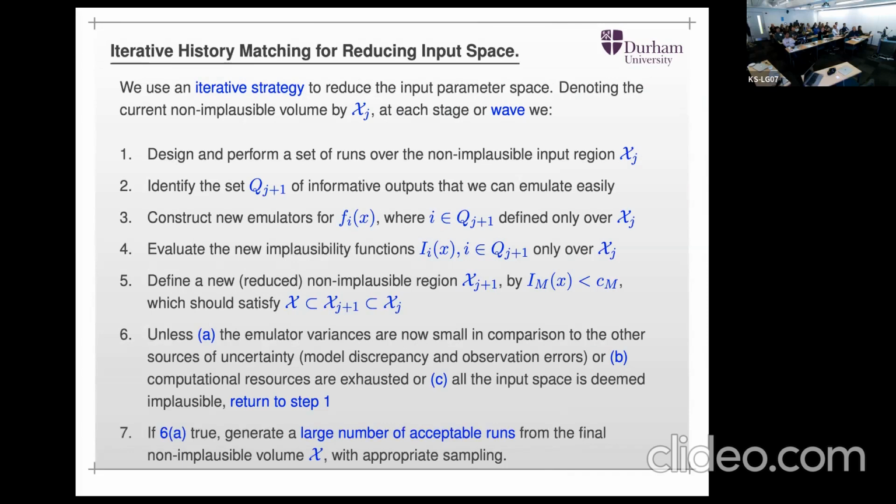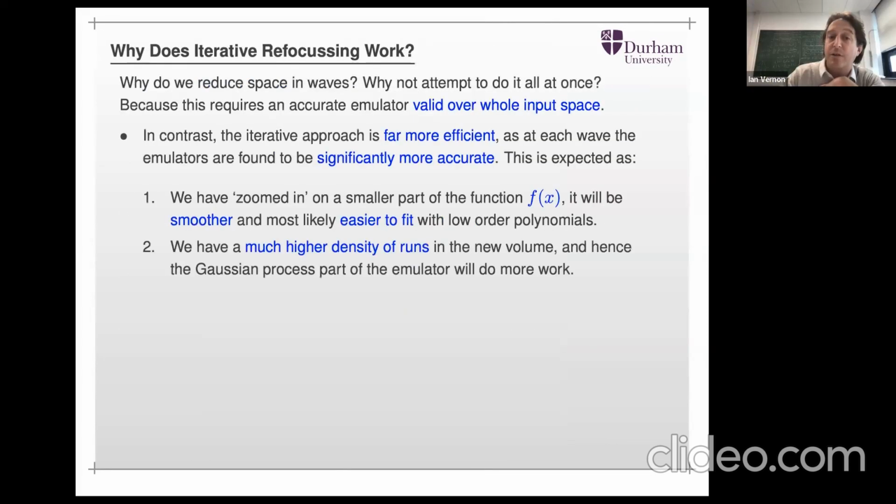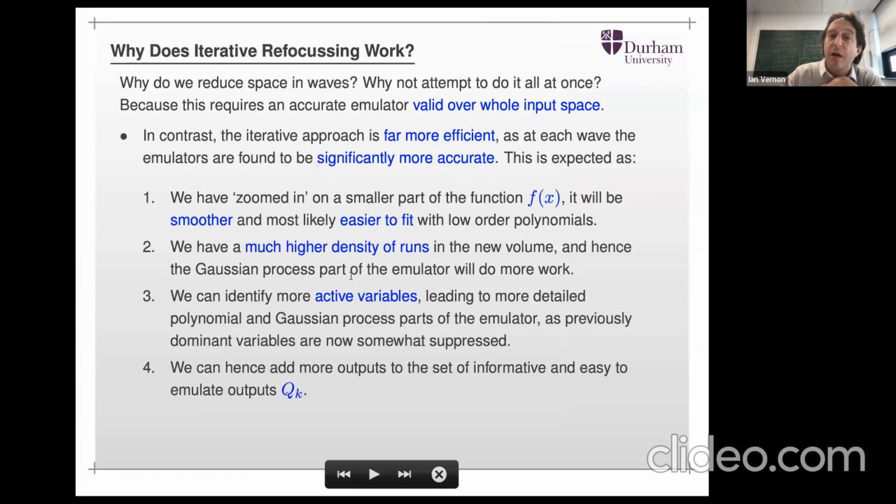That's all fine. There are reasons why this works here, which sadly I won't have too much time to go through. But essentially, as we zoom in, we expect the model to be easier to emulate, and we have a higher density of runs in that zoomed in region. So our stationary process in the emulator gets better. The model gets smoother, so that's the sort of regression global term gets better.